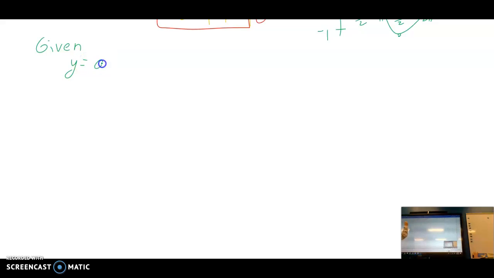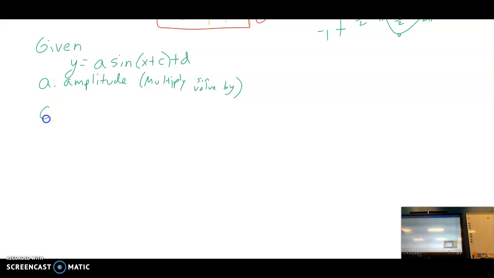Okay, so given y equals a sine of x plus c plus d. A is your amplitude, and so that is what you're multiplying by. Okay, c is a horizontal shift. So you will move your values. I'll go over it in a second. And then d represents your vertical shift.